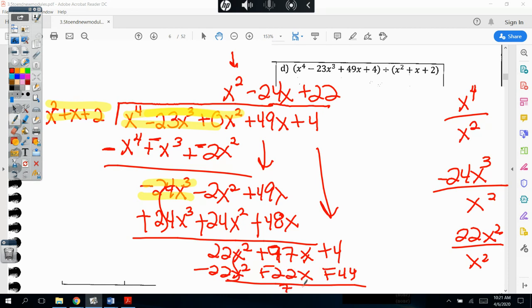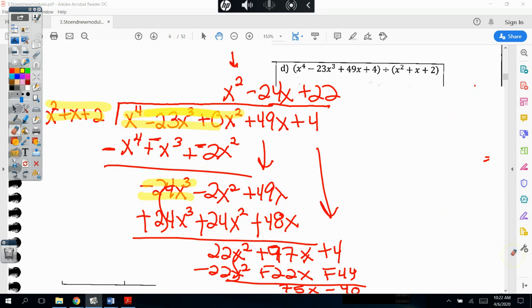Looks like 75x minus 40. There's nothing left to drop, and there is an x here, and that's fine because it's 1 degree less than what you started with, which is all you need. There is a remainder. It's a linear remainder, which means that it is not a factor, and the statements will be pains to write. It's the last thing to do today, though, so it's not too bad.